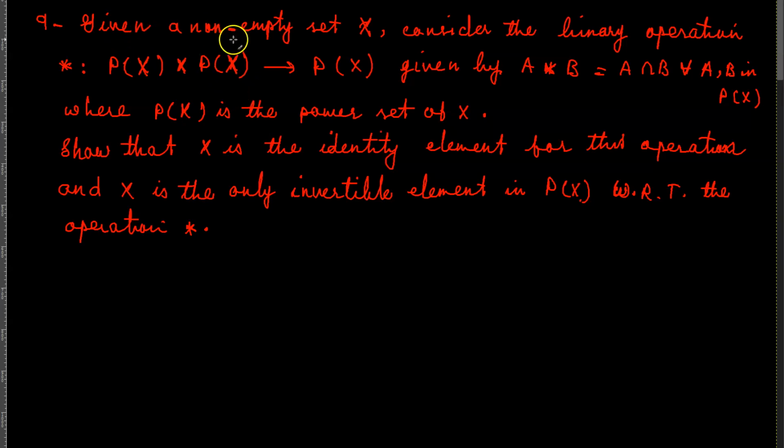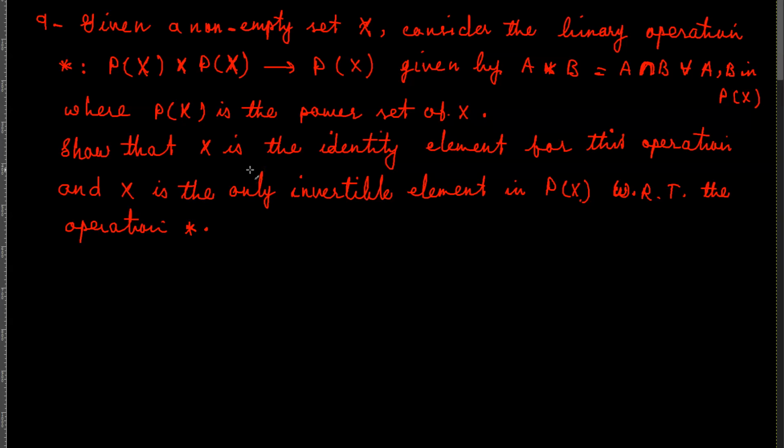Right? So the question is, given a non-empty set X, consider the binary operation star on the set P of X, where P of X is the power set of X. So you have the Cartesian product of P of X and P of X, and that goes to P of X itself, given by A star B is equal to A intersection B for all A and B in P of X. Now show that X is the identity element for this operation, and X is the only invertible element in P of X with respect to the operation star.